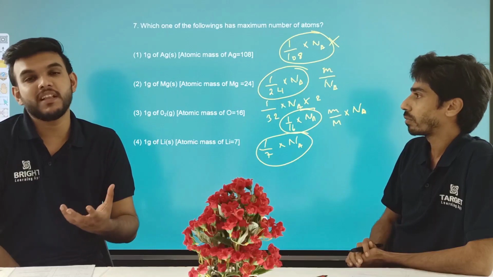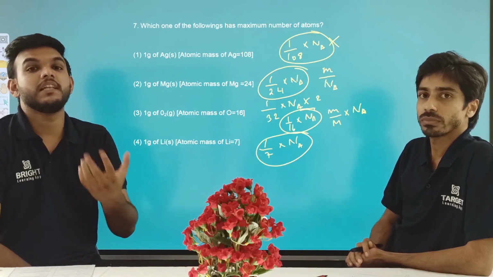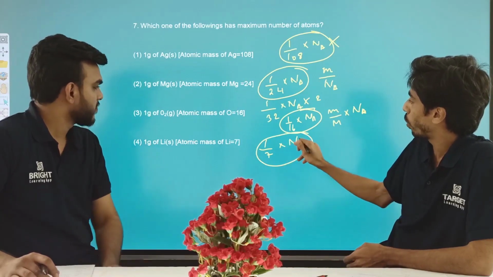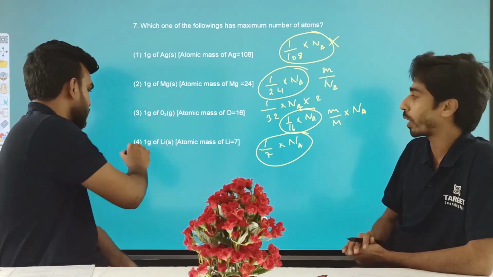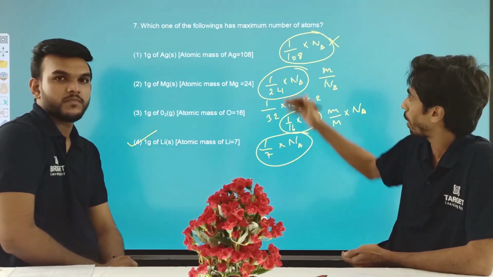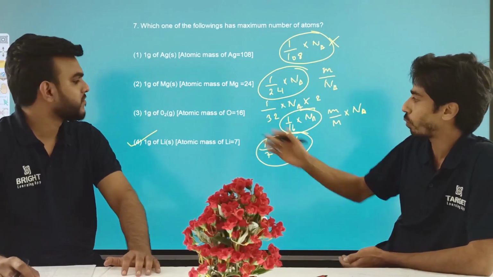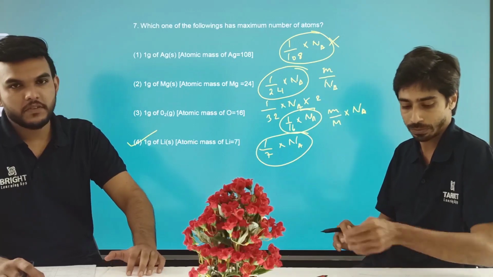And this is a very simple concept that is based on our chapter. That is some basic concept of chemistry. Students don't need to apply the value of 6.022 into 10 power 20. It's not required. Just by comparing all these 4 values, they can identify the largest value. So option 4 will be the right answer.